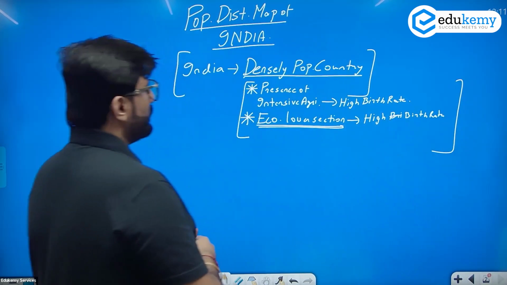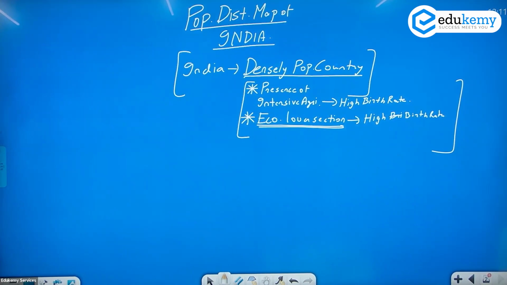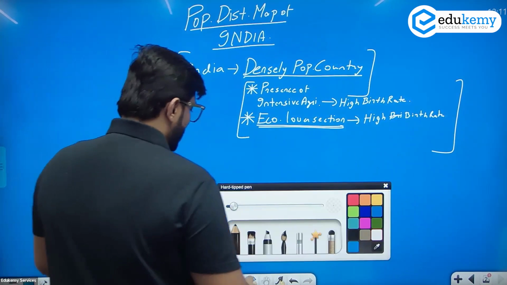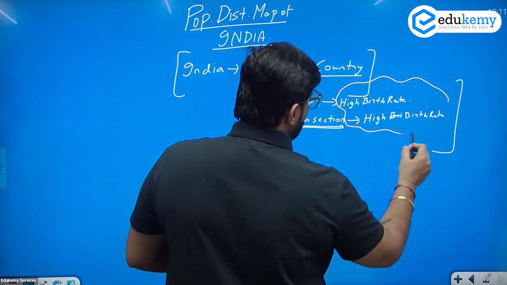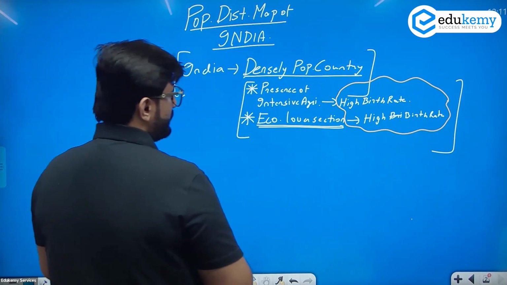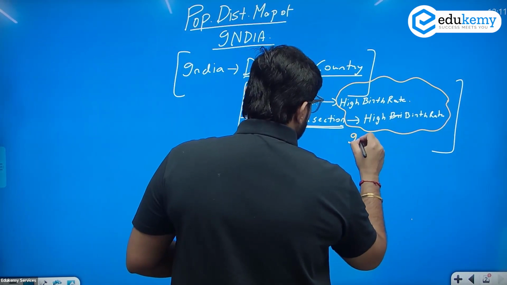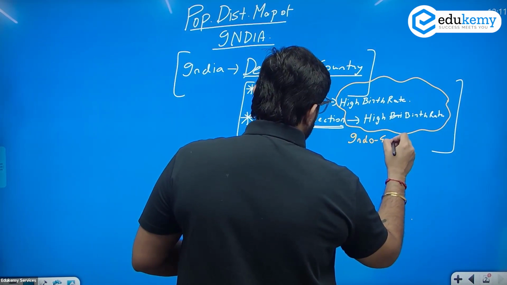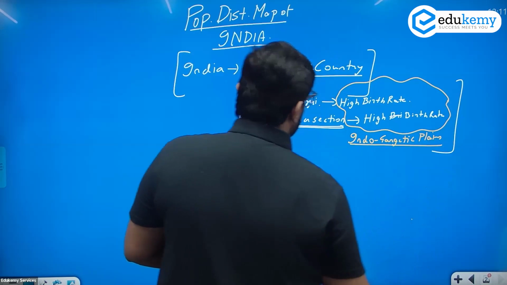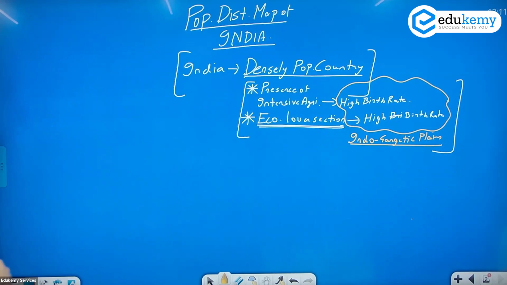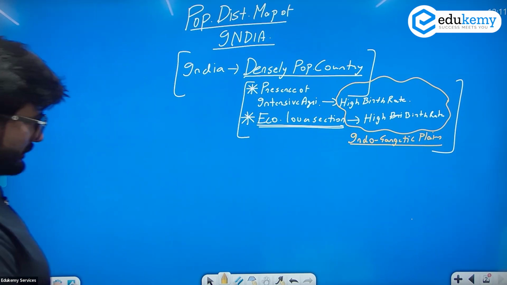Now, when we talk about these high birth rates that are present in India, guys, these high birth rates are majorly concentrated in the region of Indo-Gangetic Plains. So whether it is the economically lower section or it is the intensive agriculture, both the factors are contributing to high birth rates in the region of Indo-Gangetic Plains.